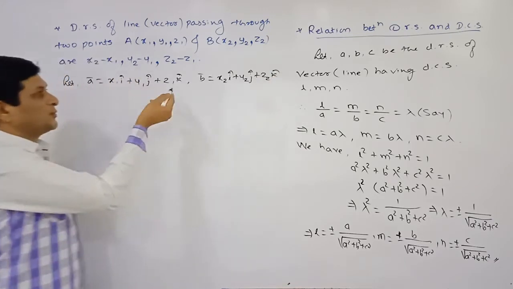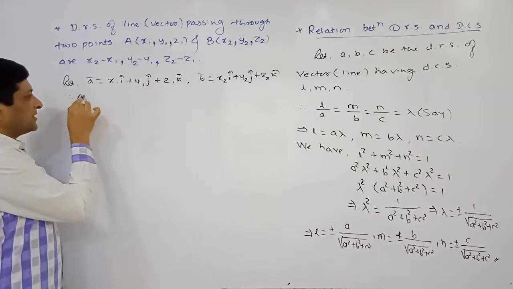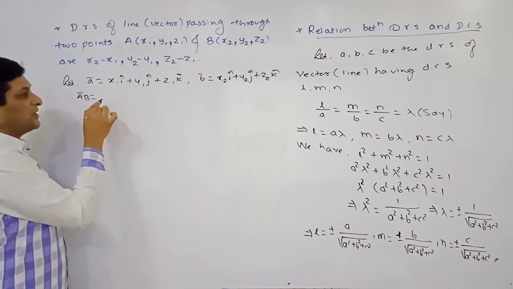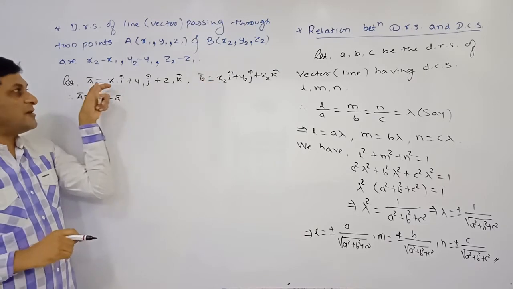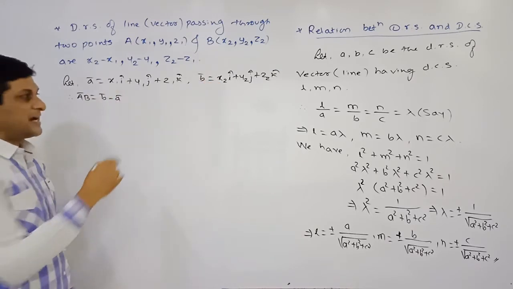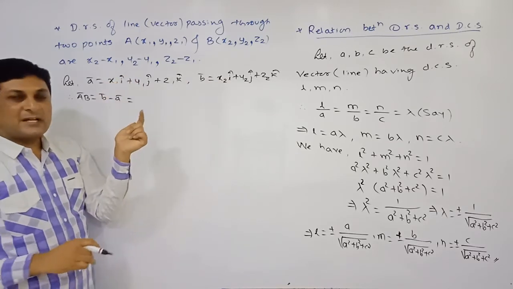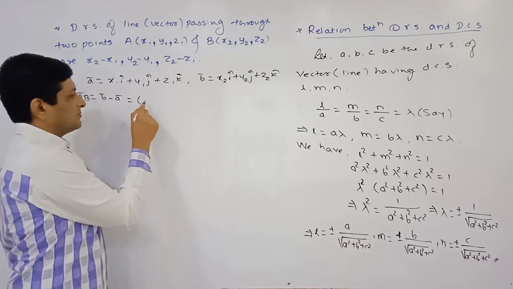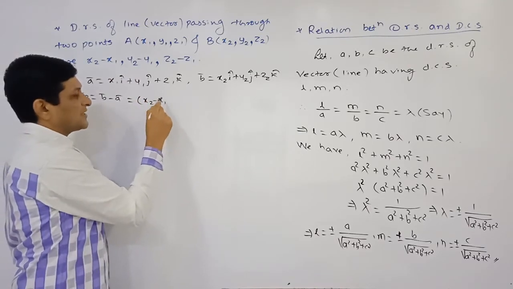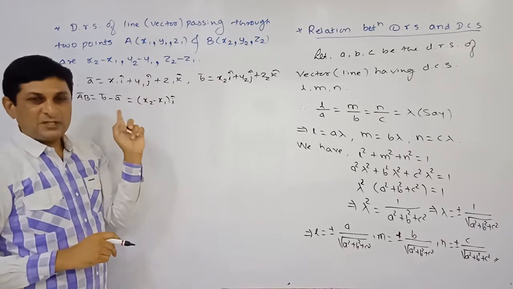Once the position vectors of these 2 points are known to us, we are able to define AB bar. AB bar is equal to b bar minus a bar. So the value of b bar is known, the value of a bar is also known. Now simply we are taking the subtraction of these two vectors. First collect the terms of i cap. x2 i cap minus x1 means x2 minus x1 i cap. Simply we are taking the subtraction of these two expressions.